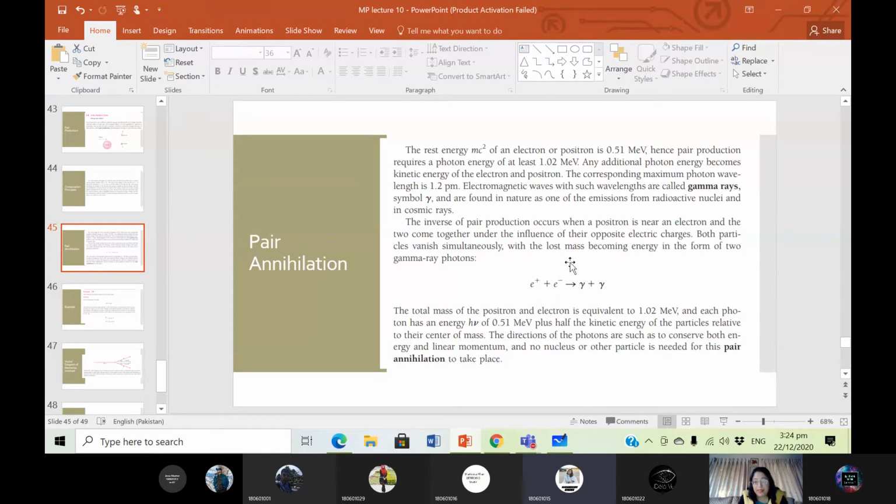इसमें nucleus की requirement नहीं है. No nucleus or other particle is needed for this pair annihilation to take place. Okay? The total mass of this positron electron pair is equivalent to 1.02 mega electron volts.